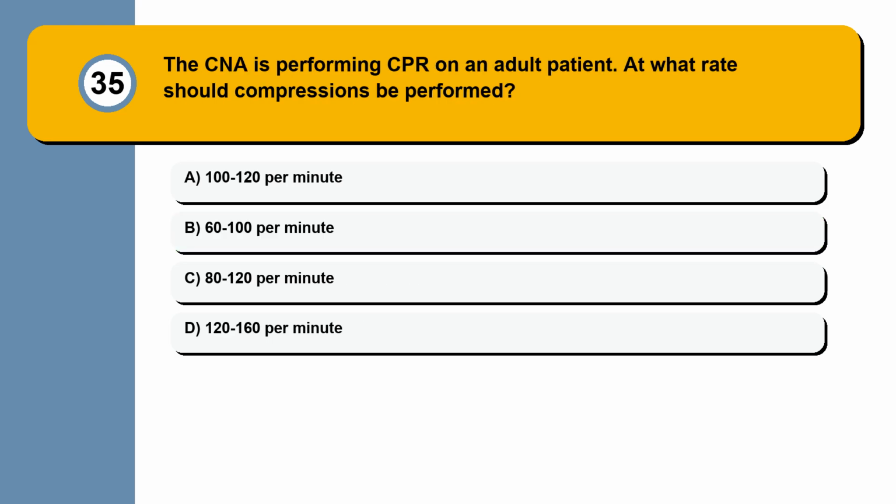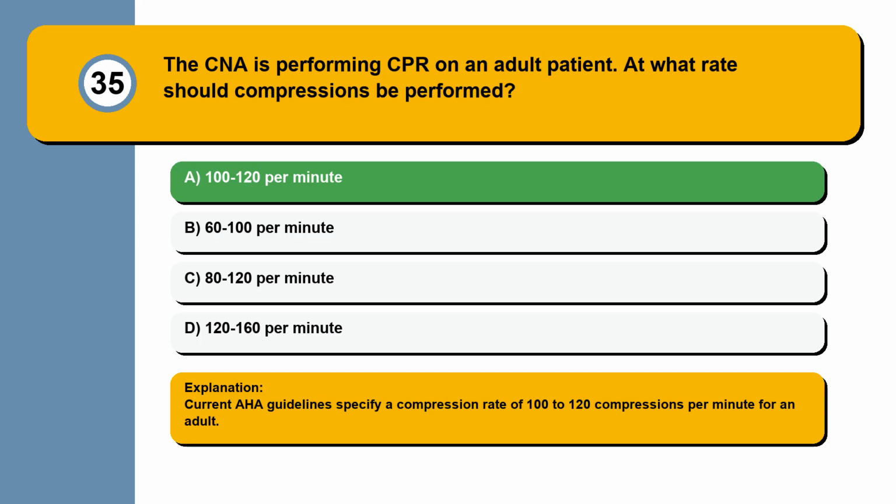Question 35. The CNA is performing CPR on an adult patient. At what rate should compressions be performed? 100 to 120 per minute, 60 to 100 per minute, 80 to 120 per minute, 120 to 160 per minute. Current AHA guidelines specify a compression rate of 100 to 120 compressions per minute for an adult.